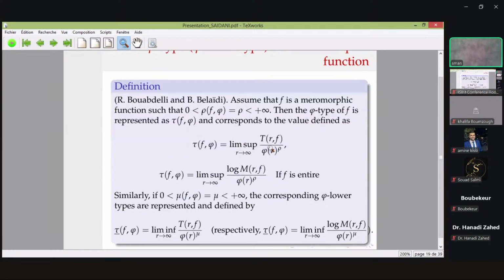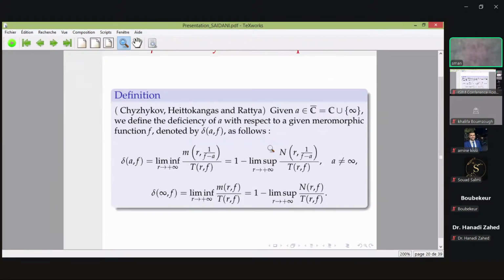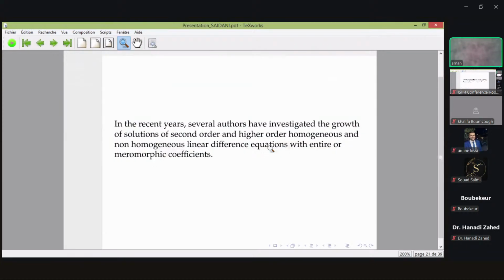We also need the following definitions of the phi tip of f and the phi lower tip of f, where f is a holomorphic function. And the difference of alpha of f in this case, for I different to infinity and I an infinite number.